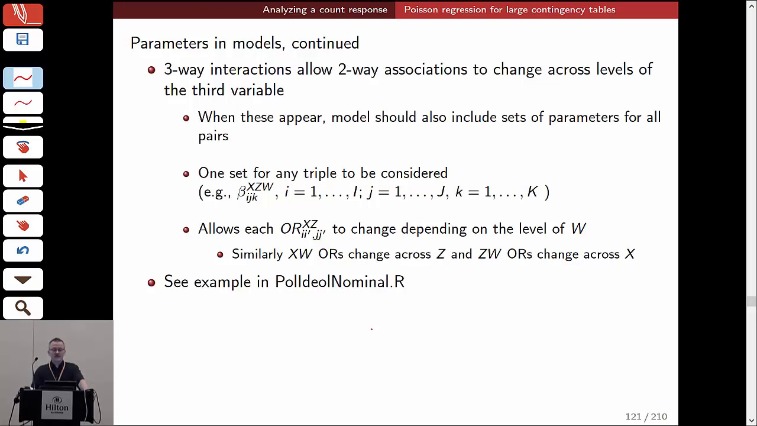Whenever you put three-way interactions in the model, you also need to include sets of parameters for all two-way interactions involved in that three-way. So if you have a WXZ, then you want WX, WZ, and XZ all to be in the model. We have an example of this in our program, Paul Ideal Nominal. It gets large. I could spend the rest of our time going through that example. So rather than do half of a job of it, I'm leaving it to the example in the program.